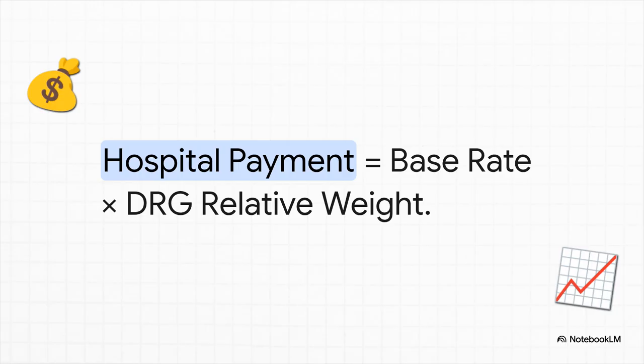Now, to truly understand why this matters so much, we have to look at the core math of the inpatient prospective payment system. It's actually a pretty simple formula. Hospital payment equals your base rate multiplied by the DRG relative weight. The base rate is just a fixed dollar amount set by CMS, which varies by your hospital, region, and teaching status. But the relative weight reflects the resource intensity of that specific DRG. So let's say your hospital's base rate is $6,000 and a patient's DRG relative weight is 1.3. Your payment is $7,800. That relative weight is the one variable that your coding and CDI teams can directly influence.